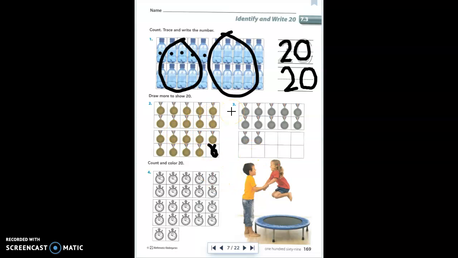If I go to number 3, there's lots missing. How many are missing in this one? 1, 2, 3, 4, 5, 6, 7, 8. I have 8 that are missing. So I need to draw 8 more to complete 20.